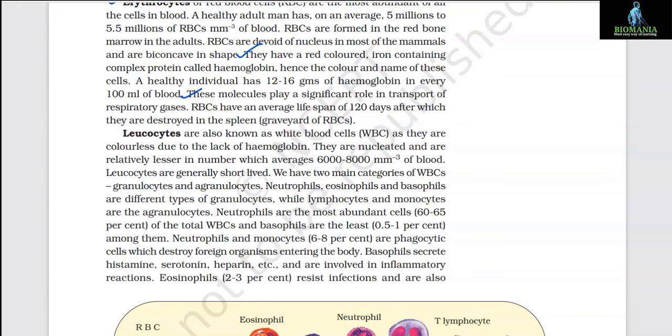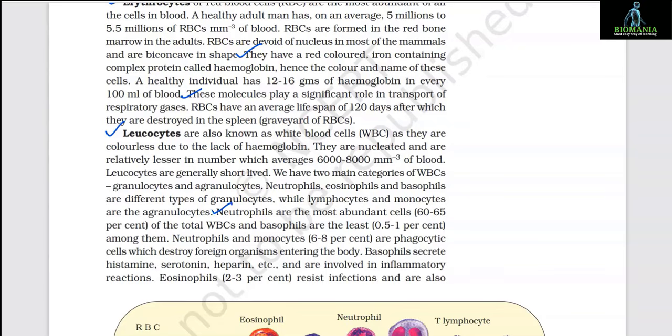as the graveyard of RBCs. Leukocytes are also known as white blood cells as they are colorless due to the lack of hemoglobin. They are nucleated and are relatively lesser in number, which averages 6,000 to 8,000 per millimeter cube of blood. Leukocytes are generally short-lived. We have two main categories of WBCs, granulocytes and agranulocytes. Neutrophils, eosinophils and basophils are different types of granulocytes, while lymphocytes and monocytes are the agranulocytes.